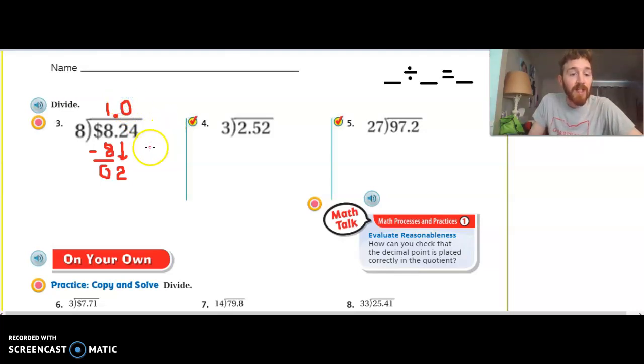There's a little better. Okay, so then what we can do is bring down our 4, and now we've got 24. How many times is 8 going to go into 24? Hey, we know what that is. It's 3, right? 8 times 3 would be exactly 24. So we're going to subtract 24, and we've got 0 left over.